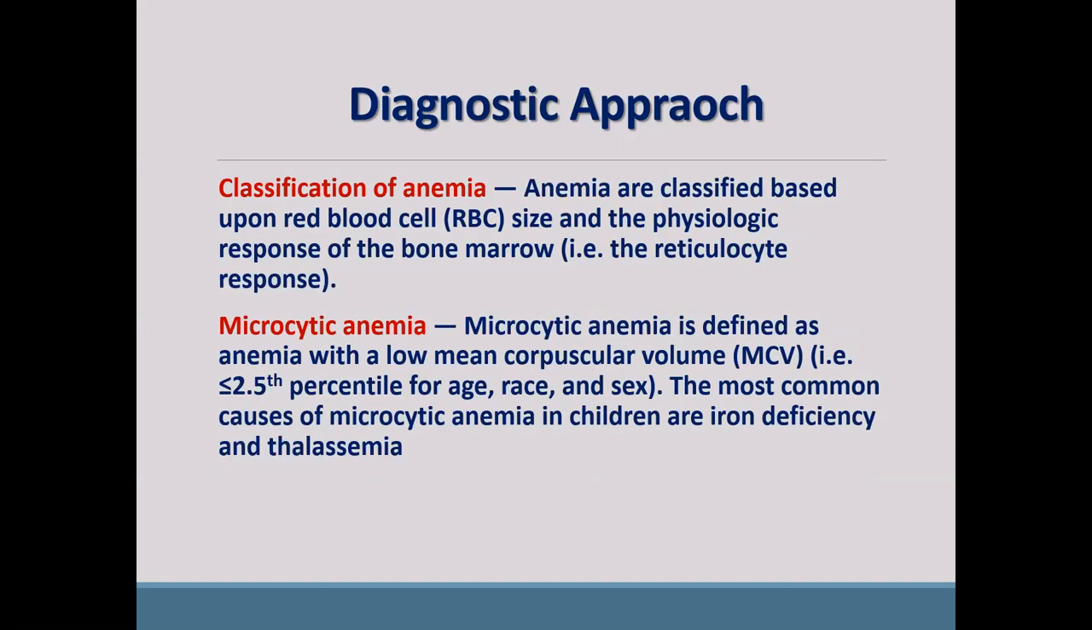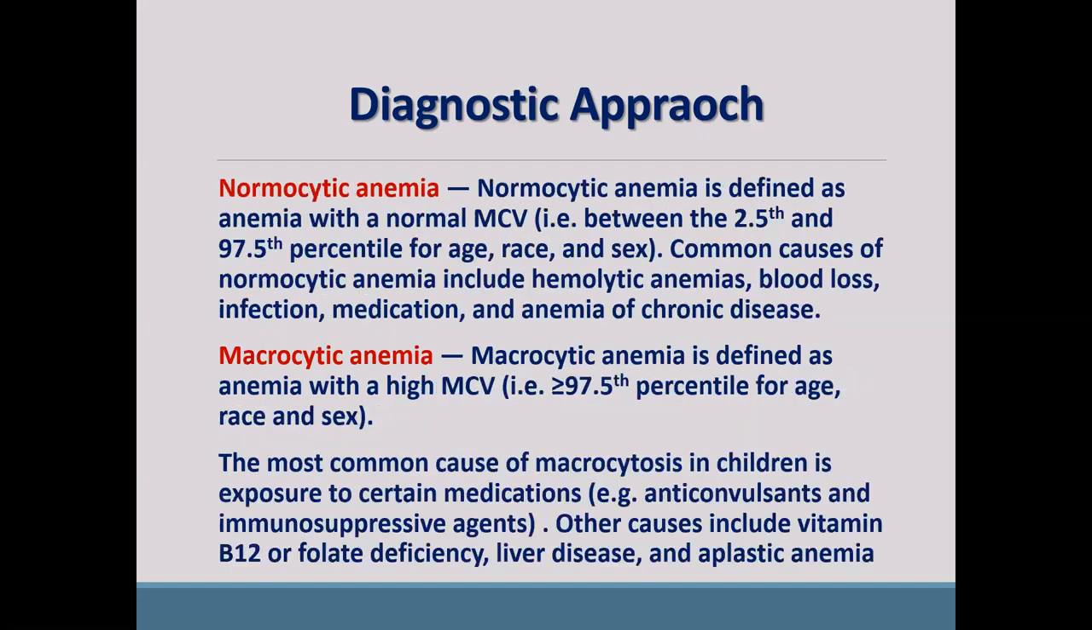How do we classify anemia? As we mentioned already, we depend on RBC size and the physiological response of the bone marrow, that's to say the retic response. Microcytic anemia is defined again as low mean corpuscular volume, less than the 2.5 percentile for age, race, and sex, and the most common causes are iron deficiency anemia and beta thalassemia.